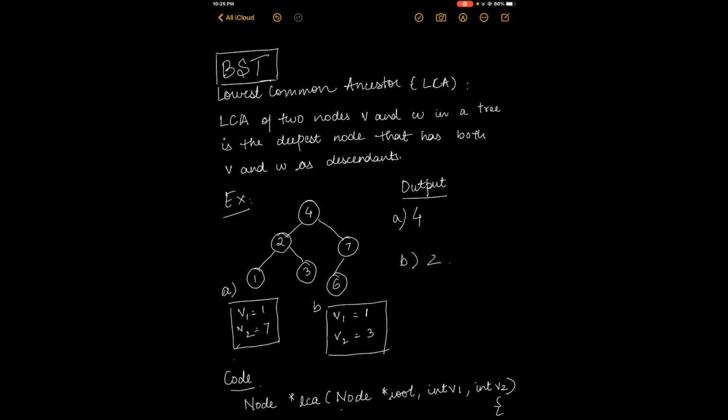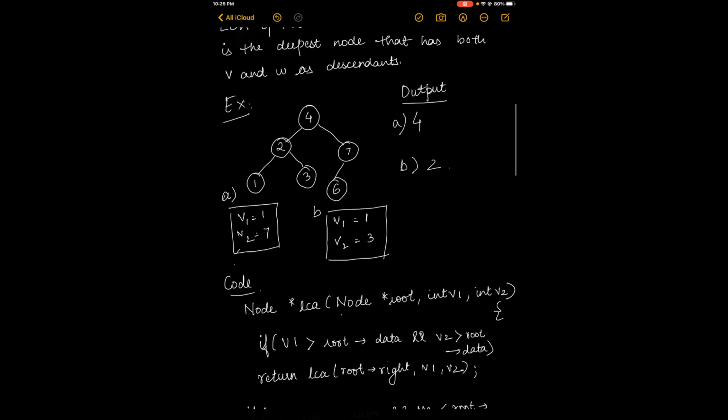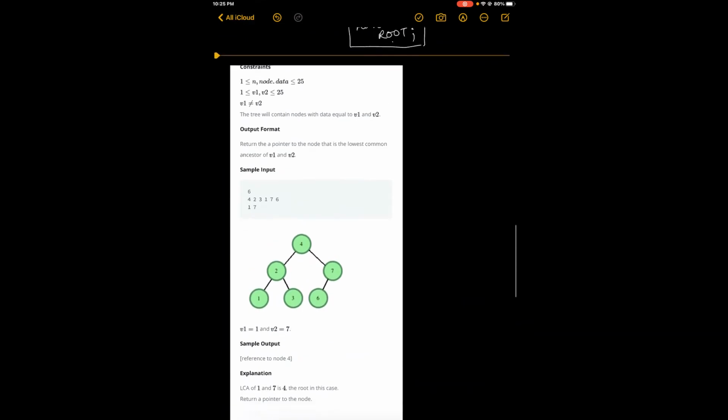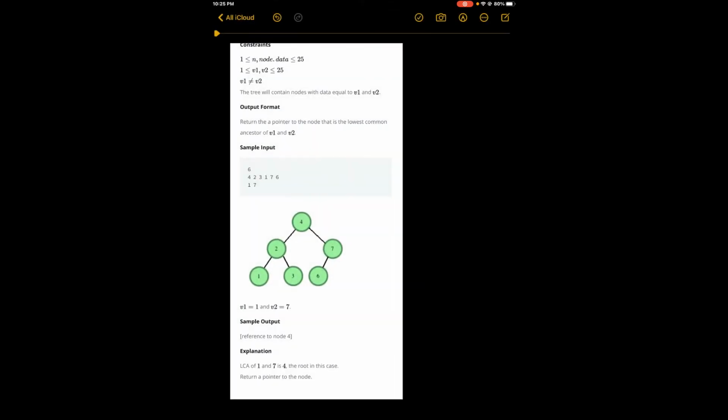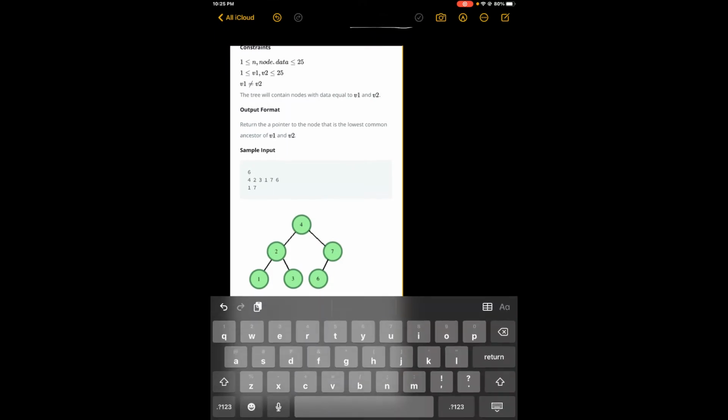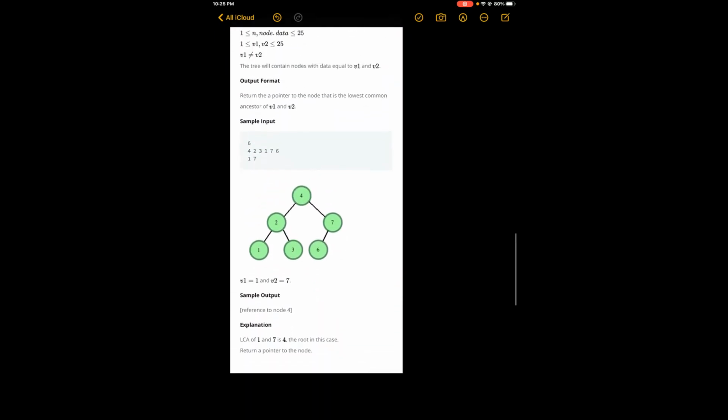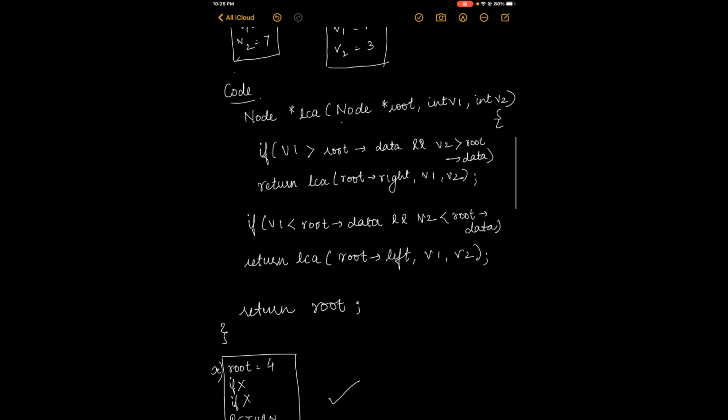And today's question is lowest common ancestor in a BST. So here's the question. I have also mentioned the link in the description, so do check it out. And we will now be discussing this example, the sample input given here.